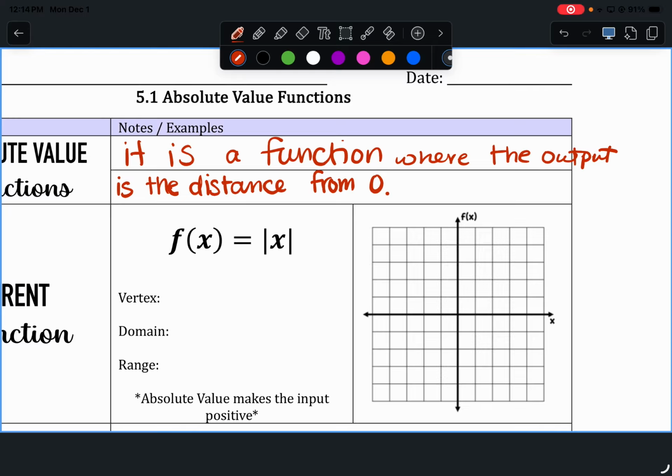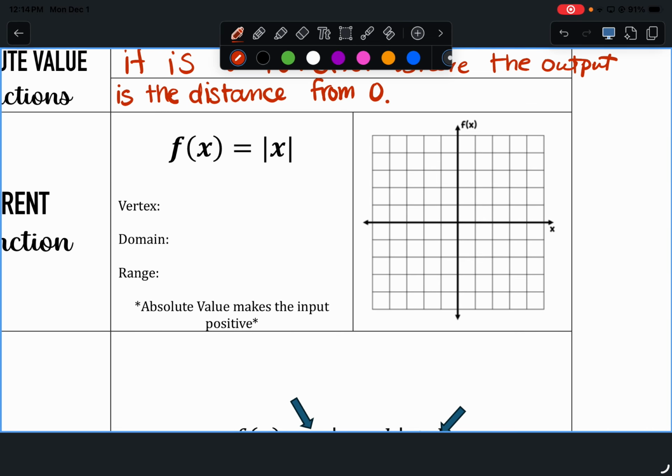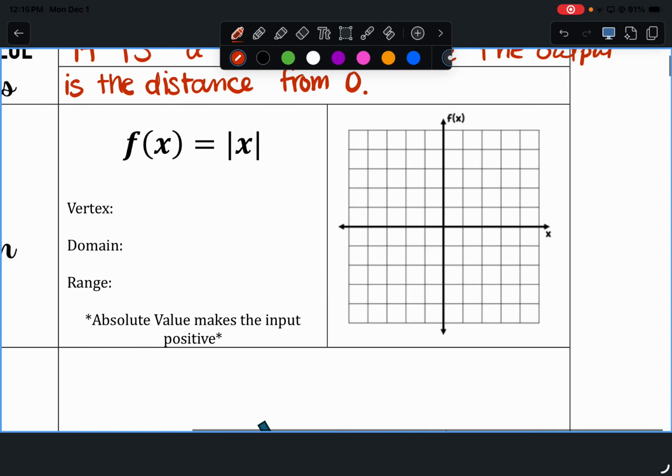So what we're going to do is look at the parent function. To do that, we're just going to plug in some points and see what we get. What is the absolute value of negative 2? 2. So we're going to put a point at negative 2, 2. What is the absolute value of negative 1? 1. So we're going to put a point at negative 1, 1.